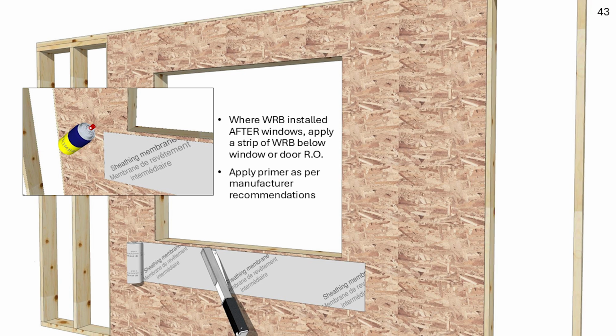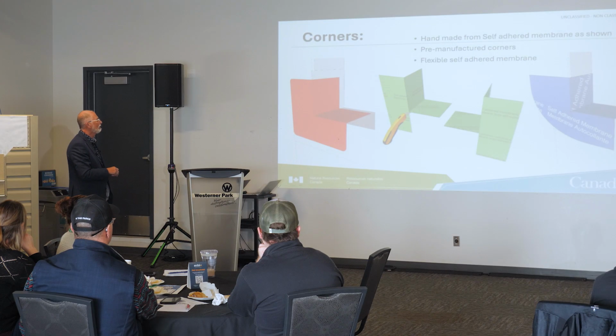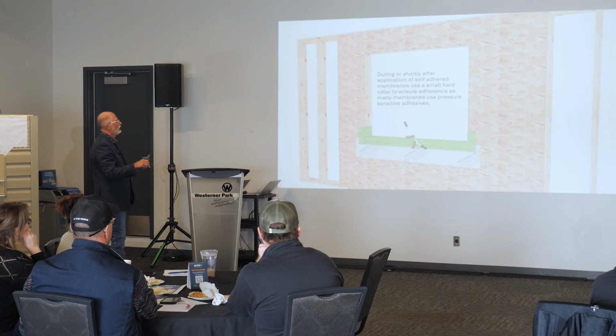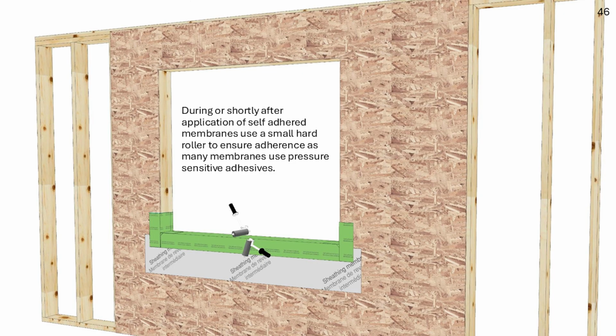Peel and sticks around windows. If appropriate, you might need a primer so that it sticks to the OSB. You're going to put that bottom bib in there. Then your self-adhered membrane goes in. Your corner tie, whether you use a corner tie like this or a pre-manufactured one, they all work. Make sure that you use a roller to fasten that material.